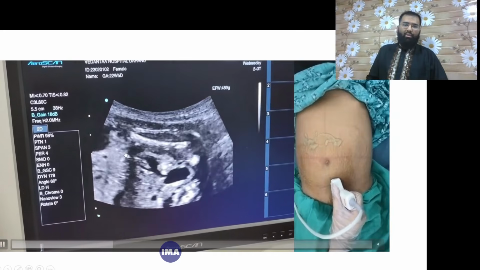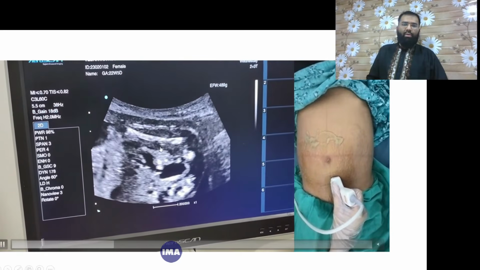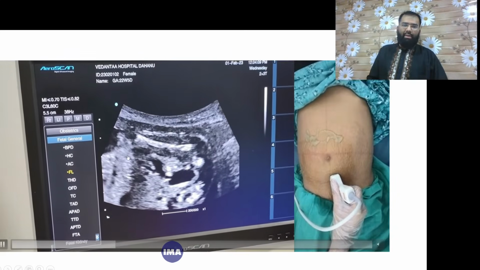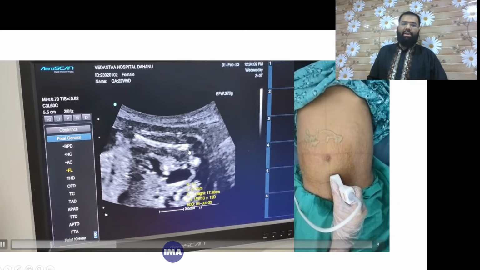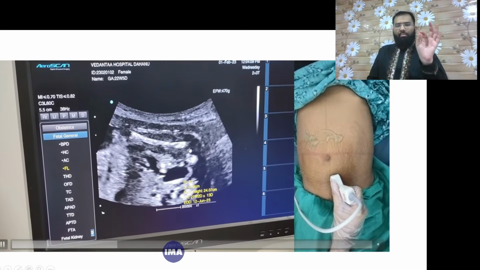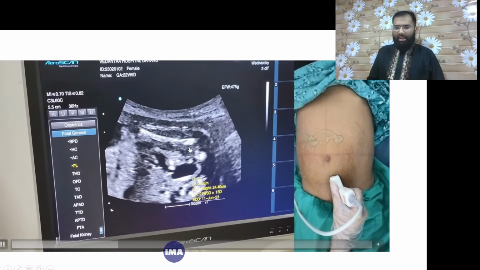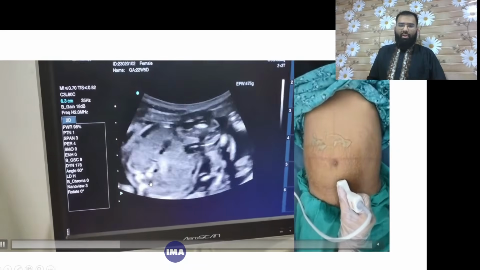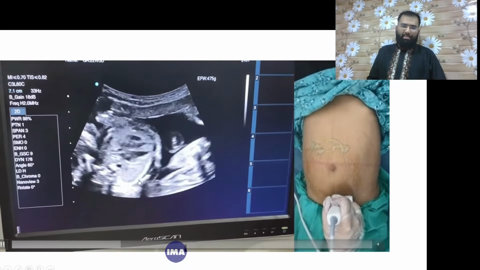This is FL. Once you obtain the femur, you decrease the depth, decrease gain, select FL, and measure the diaphyseal length of femur. Very important, you have to take diaphyseal length. The length should not include the bony spur or spur artifact, or else it will give a false measurement.